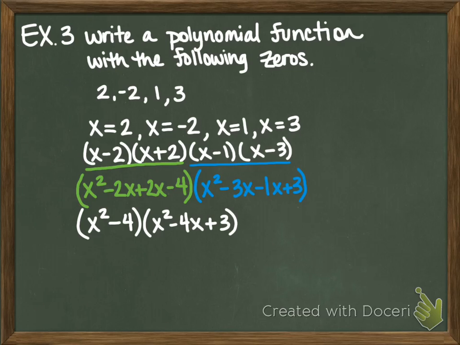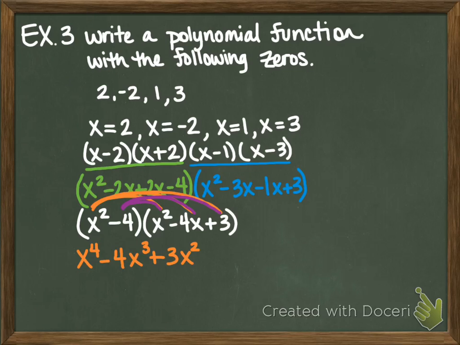So it's no longer a FOIL operation because FOIL has to do with a binomial times a binomial. We're just going to distribute here. So I'm going to distribute the x squared times all three terms in the second parenthesis. So x squared times x squared, times negative 4x, and then x squared times 3. So when I multiply that out, I get x to the fourth minus 4x cubed plus 3x squared. Then I'm going to distribute the negative 4. So negative 4 times all three terms in the parenthesis.